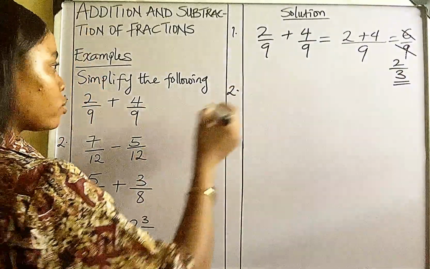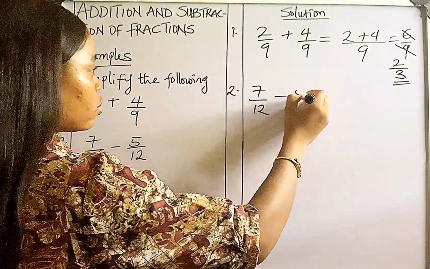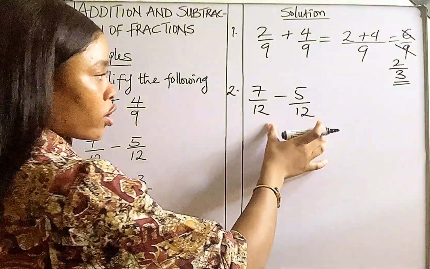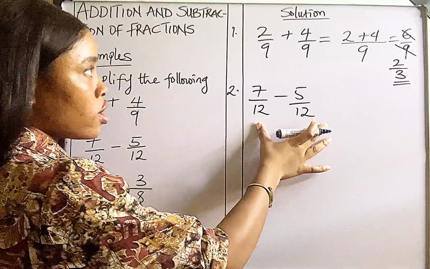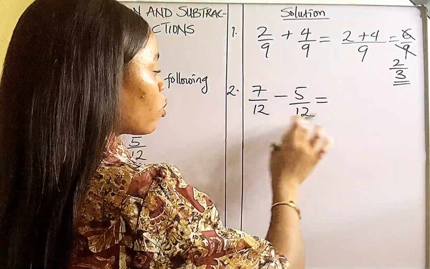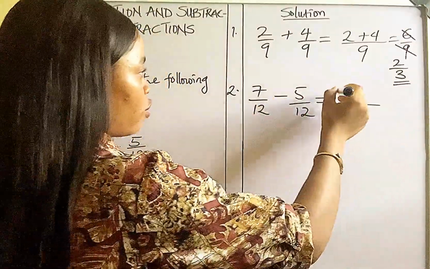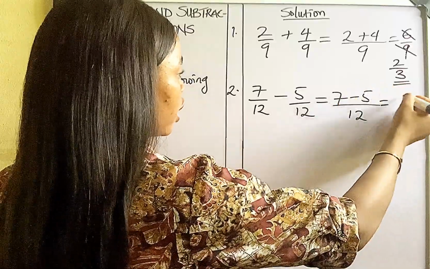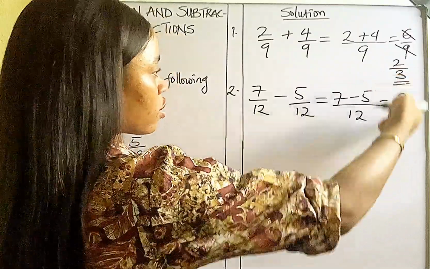We have 7/12 minus 5/12. Now you can also see that these two fractions are like fractions because they have the same denominator. So we do the same, whereby we pick one of the denominators and then we subtract the numerators. So that's 7 minus 5, that's 2/12.